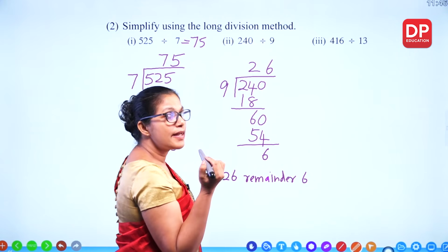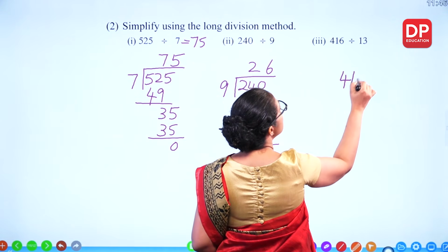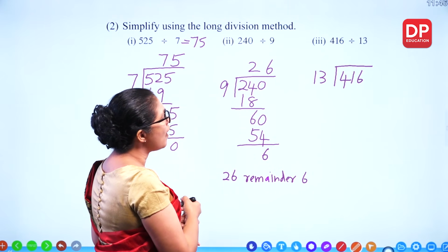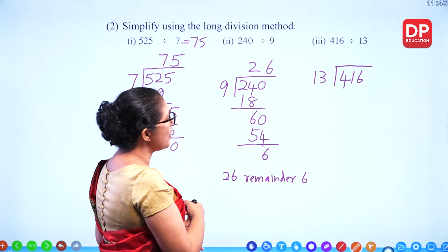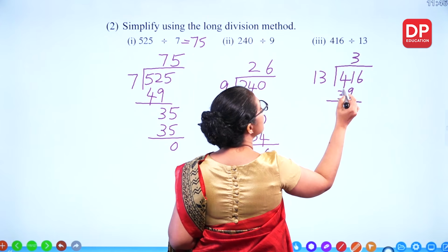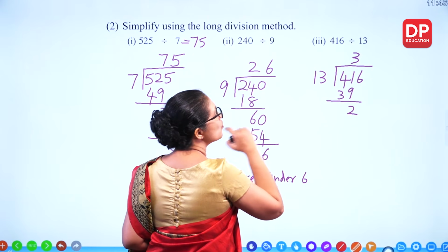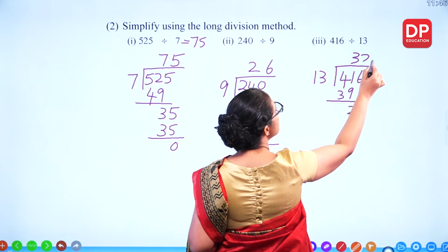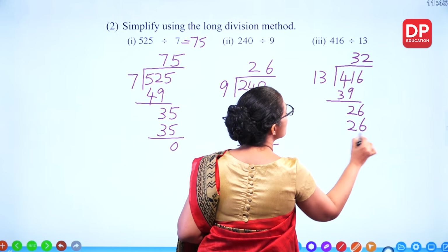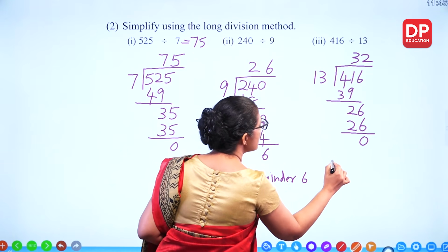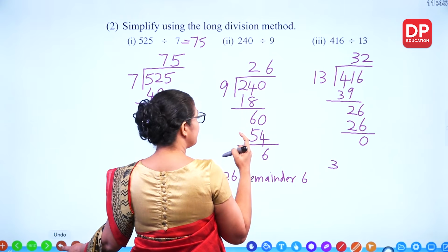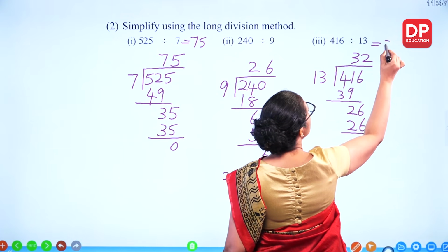The next one, 416 divide by 13. How many 13s for 41? When you multiply by 3, you get 39. So remainder is 2. So for 26, that's 13 times 2. 13 times 2, you get 26. So remainder 0. So the answer is 32, remainder 0, or you can write answer is 32 here.